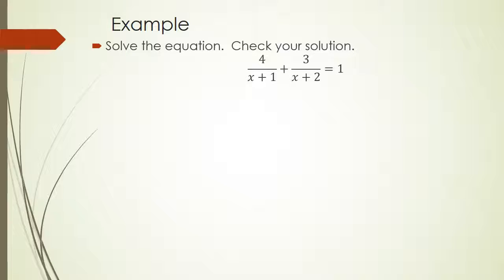Now we have a rational equation. Remember, you want to multiply everything by the common denominator. Pause the recording, give this a try, and resume the recording to check your answer.